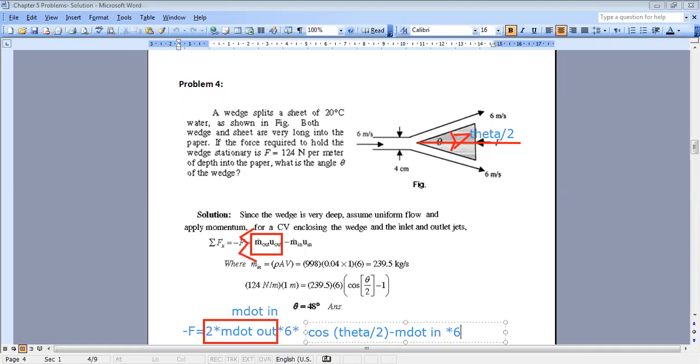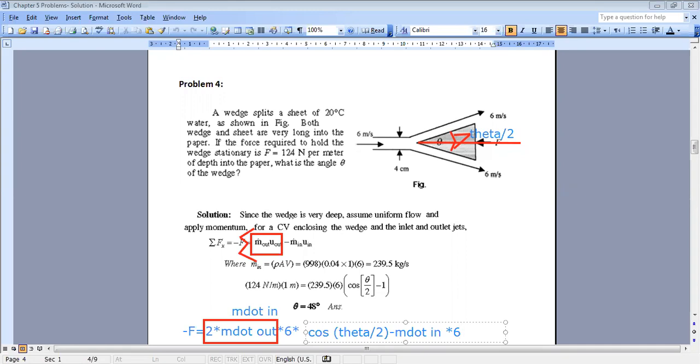Okay, so now your only unknown in this equation is theta. All you have to do is replace your force F by 124, and you already calculated m dot n, so you can get your angle theta, which will be equal to 48 degrees.